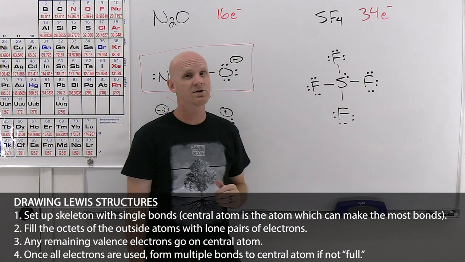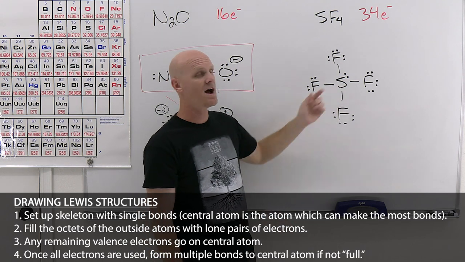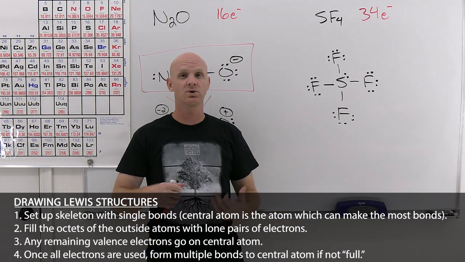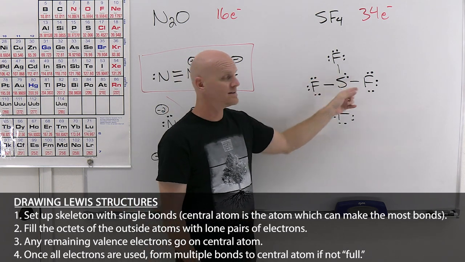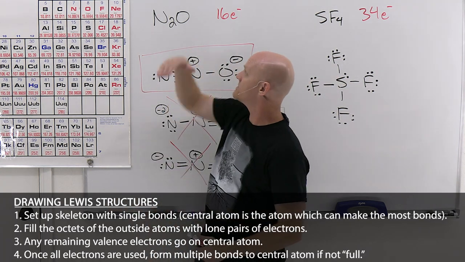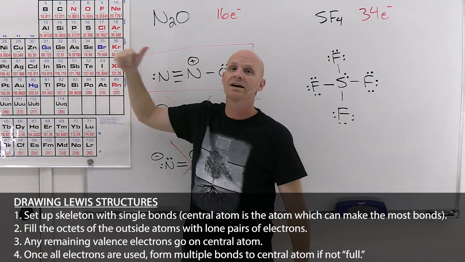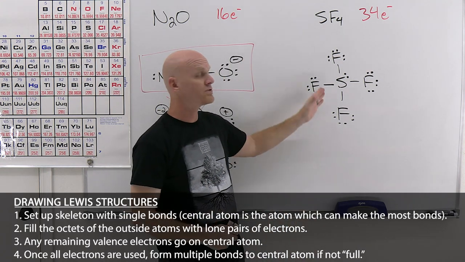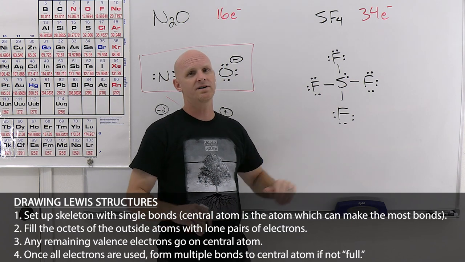We've used all 34. And usually this would be the point where we'd say, is the central atom happy? Well, in this case, sulfur is more than happy. He is drunk with electrons. He's not just full. He's more than full. He's got 10. And that's okay, because he's in the third row of the periodic table or lower, he's allowed to exceed that octet rule. And he doesn't have to, but if you follow the rules and he does, no problem with that.